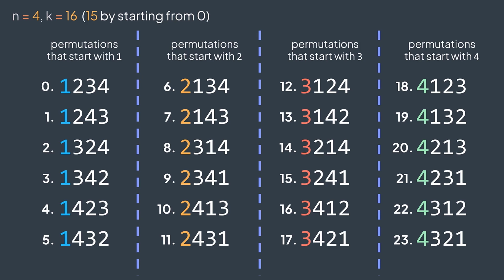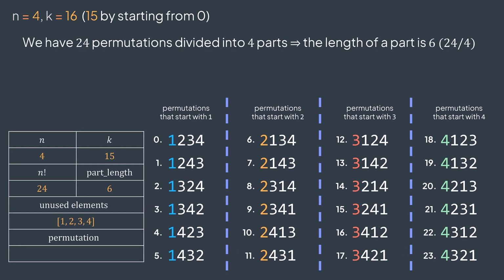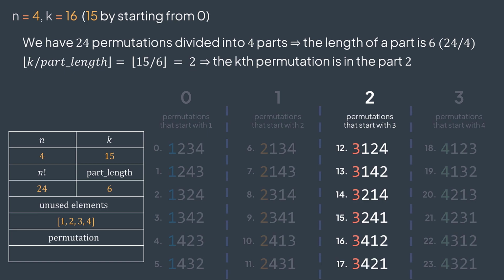We know that the first part contains permutations from 0 to 5 inclusive, the second one from 6 to 11 inclusive, the third one from 12 to 17 inclusive, and the last one from 18 to 23 inclusive. To find which one, we just divide k by the length of a part, which is 6 in our case. 15 divided by 6 gives 2, so the permutation 15 won't be in the part 0, won't be in the part 1, but it will be in the part 2. Know that we're working with 0 index labeling.